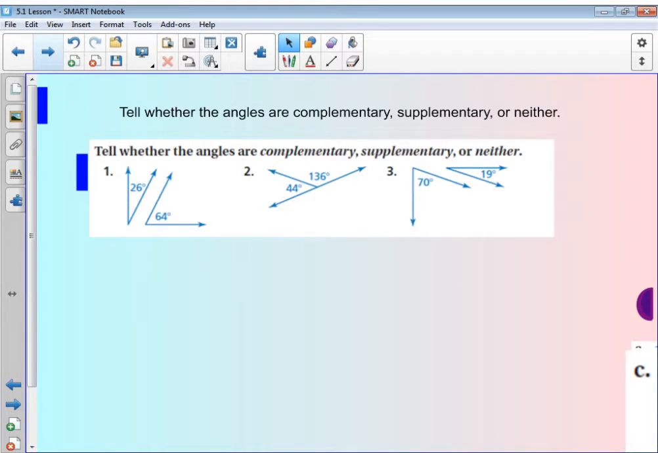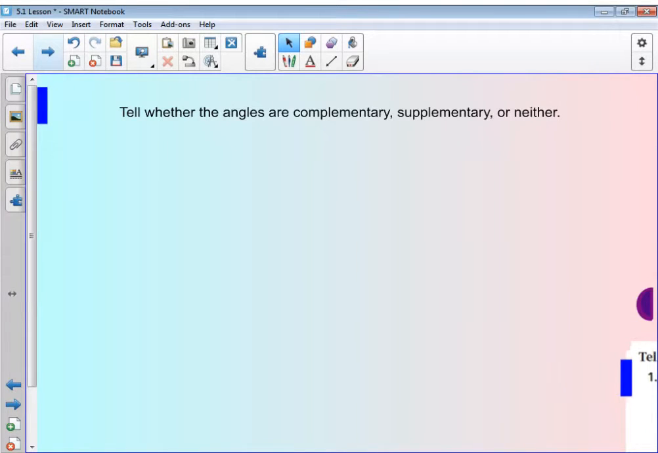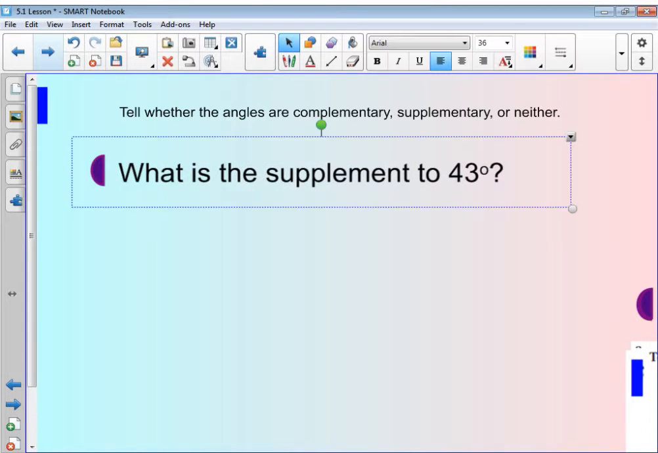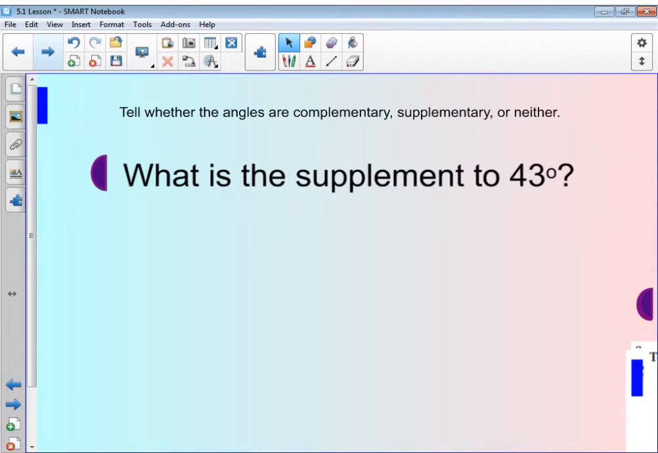Okay, so now we're going to work a little bit of wording off of these and working with finding a missing measure. So sometimes when you are assessed, they may use some wording that maybe sounds confusing to you. So they may not say supplementary angle or complementary angle. They may use just the wording like I have here. So what is the supplement to a 43-degree angle? So the supplement would mean the supplementary angle. What would I need for that other angle to be in order for 43 to create a supplementary angle?